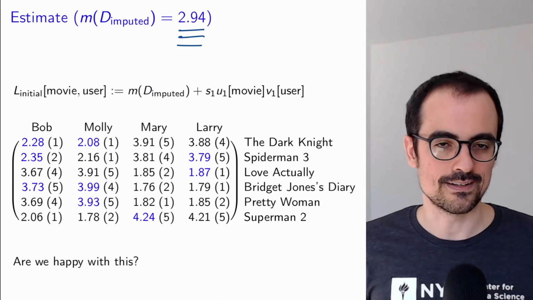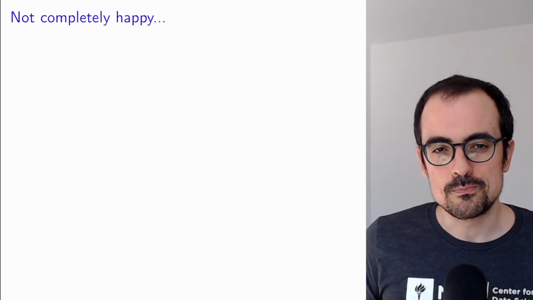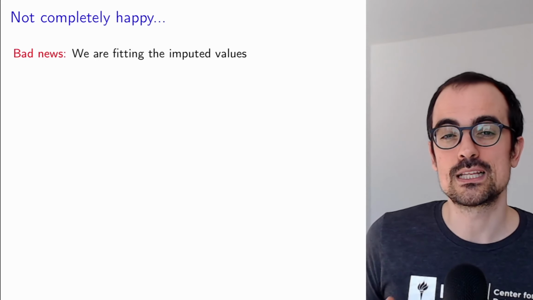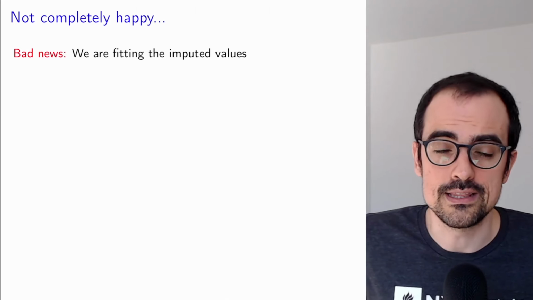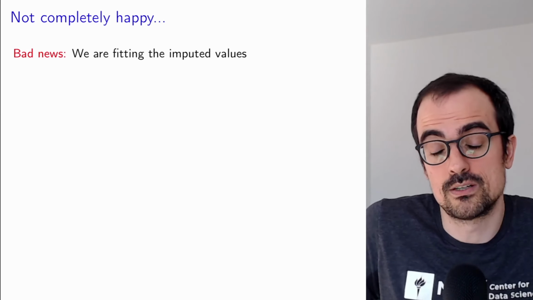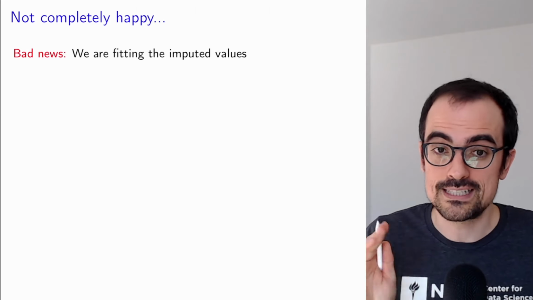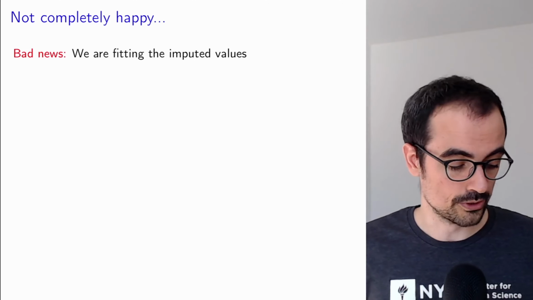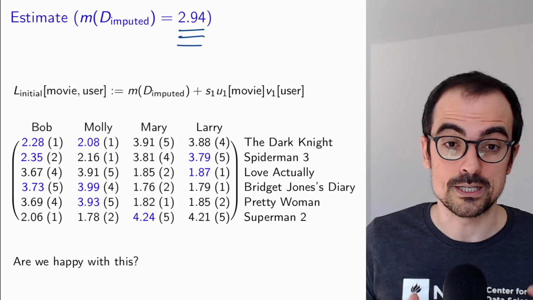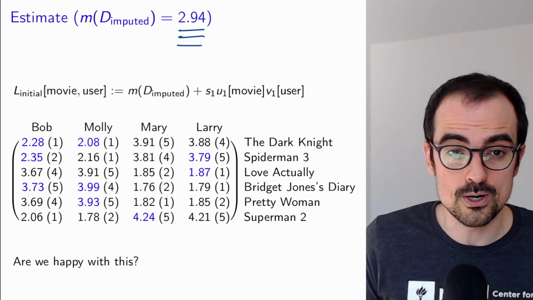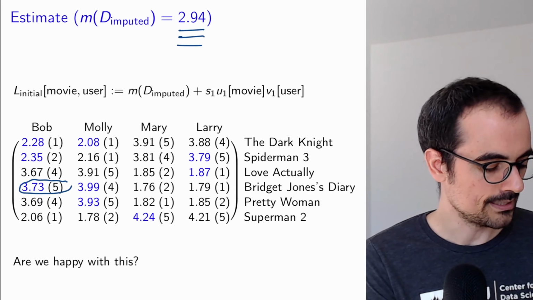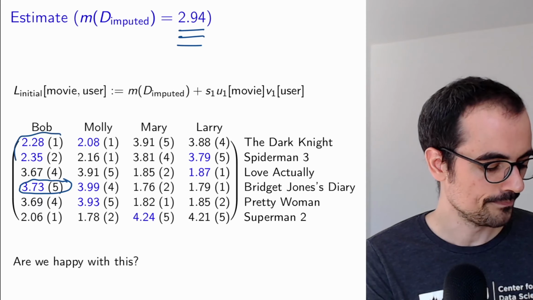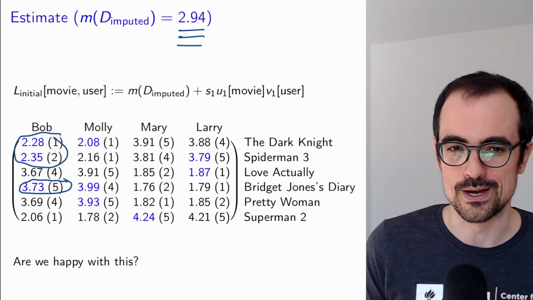But in that sense, this is not very satisfying. We're not completely happy. The bad news is that we're fitting the imputed values, which kind of makes sense because we're taking the truncated SVD of the matrix with the imputed values. But there is a silver lining here. There's some good news. For some users, particularly Mary, but even also for Bob, you observe that the estimates are better than just imputing 2.94. So we have improved in a way.